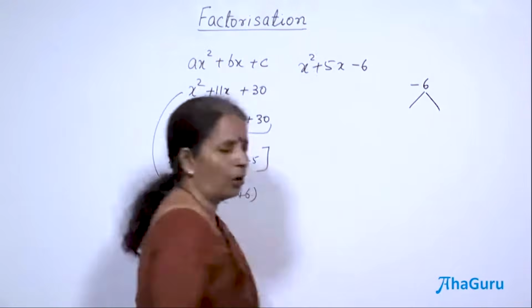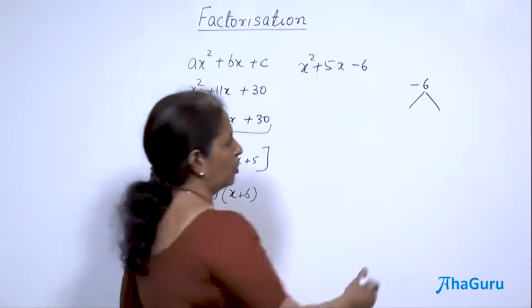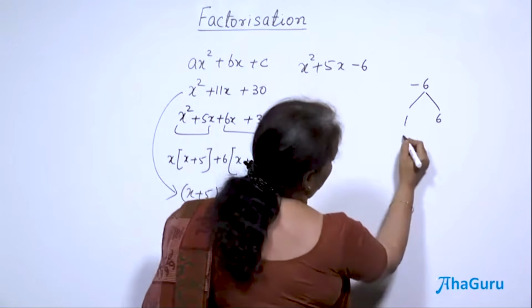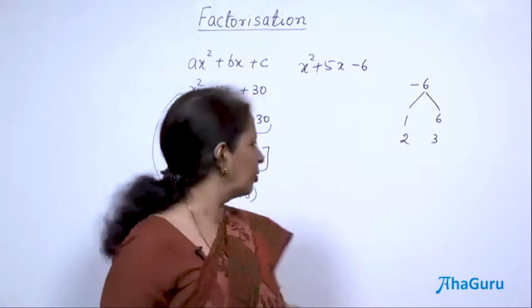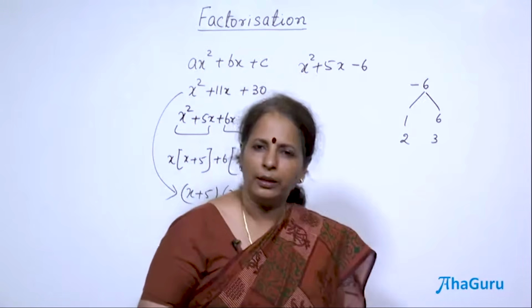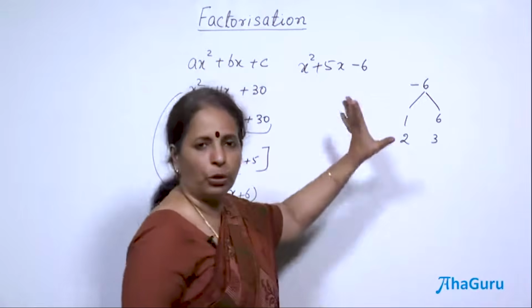Again, let me write all the factors I know. Okay. So, 1 and 6. Then what is that? 2 and 3. That's all, isn't it? The next one will be 3 and 2, so no need to write that, because 2 and 3 or 3 and 2 doesn't make any difference. Okay. So, these are the only two combinations.